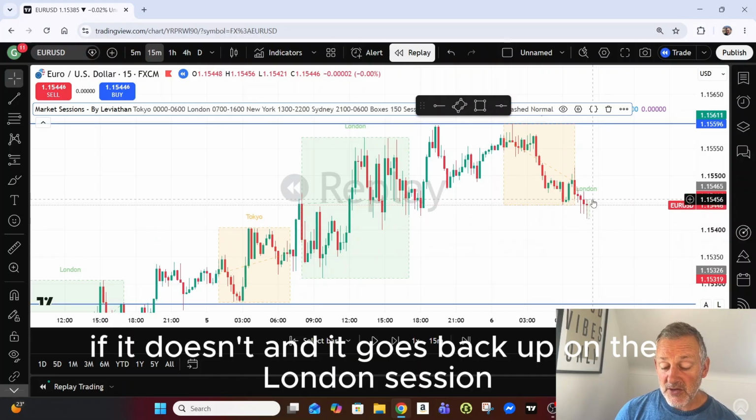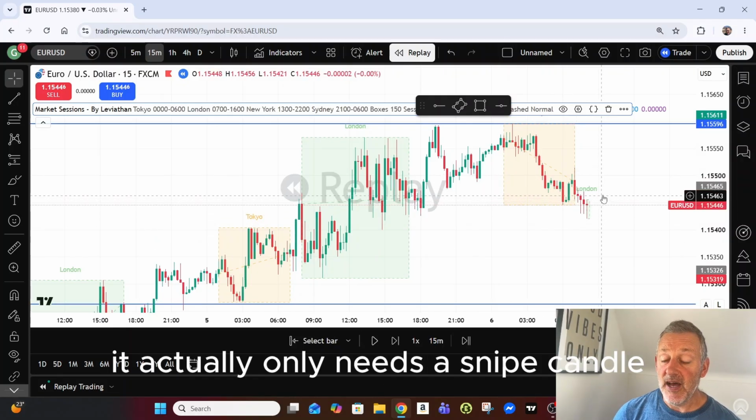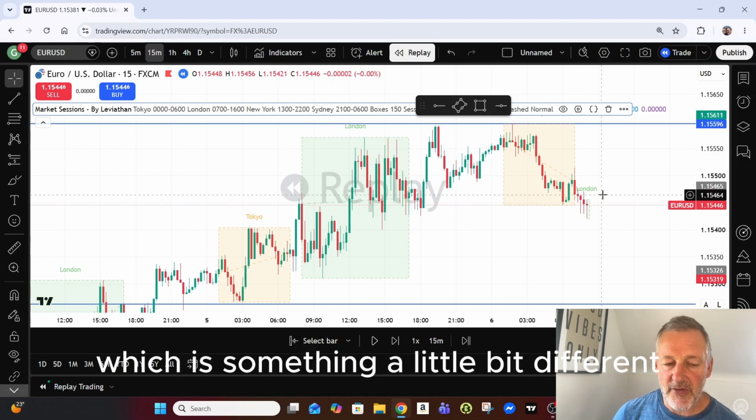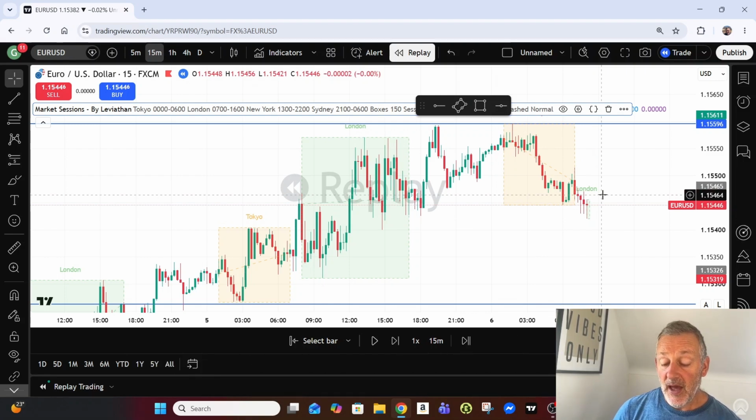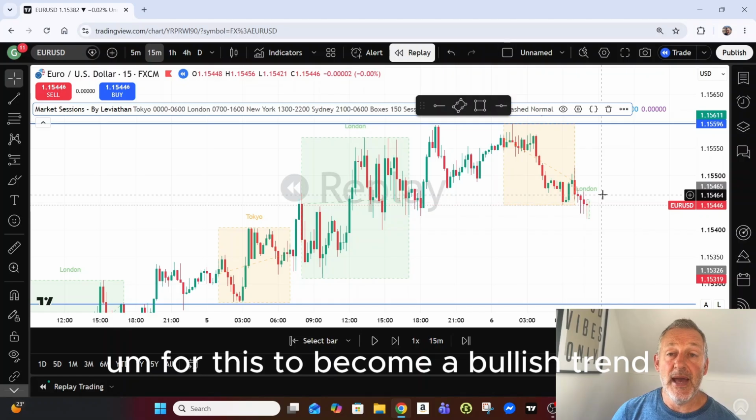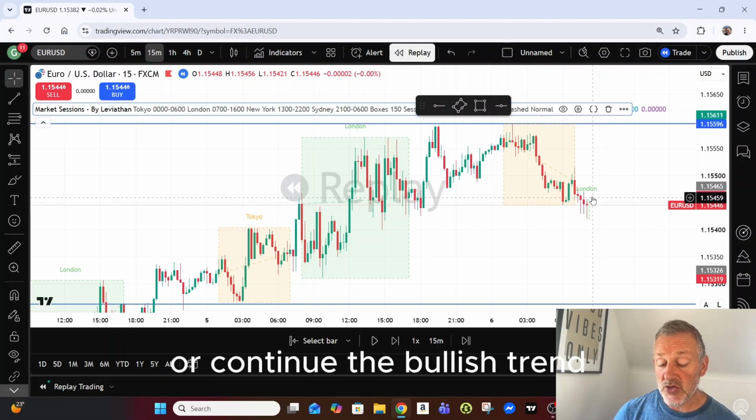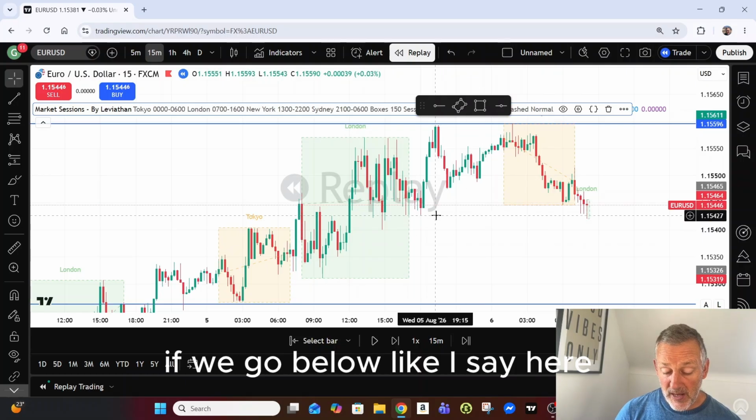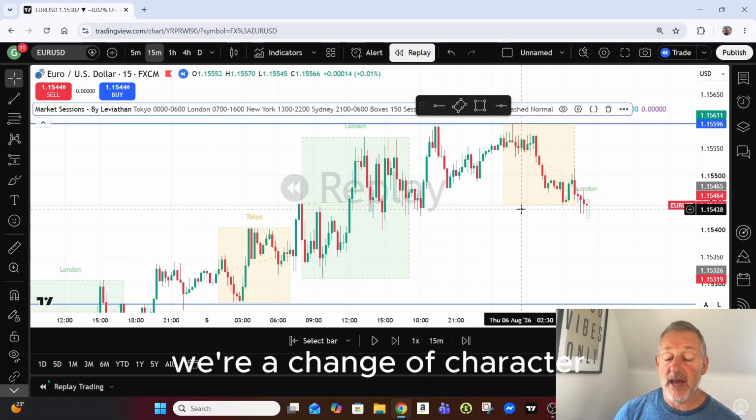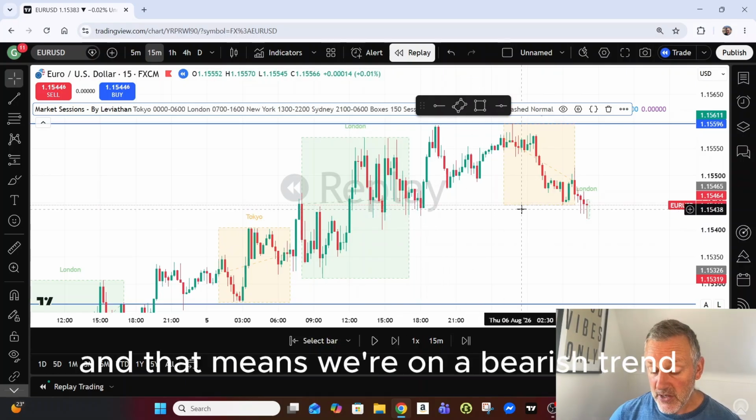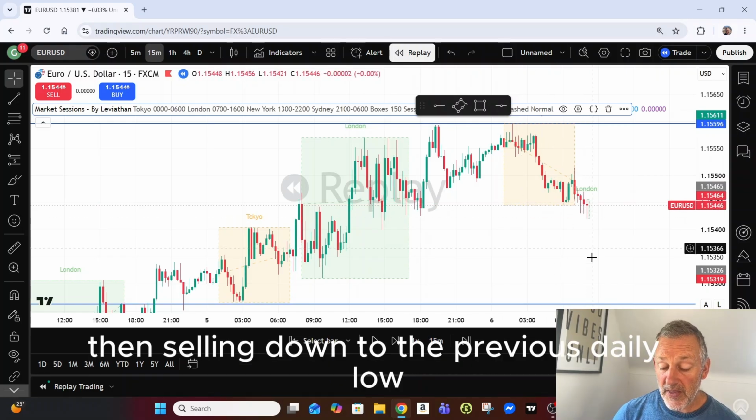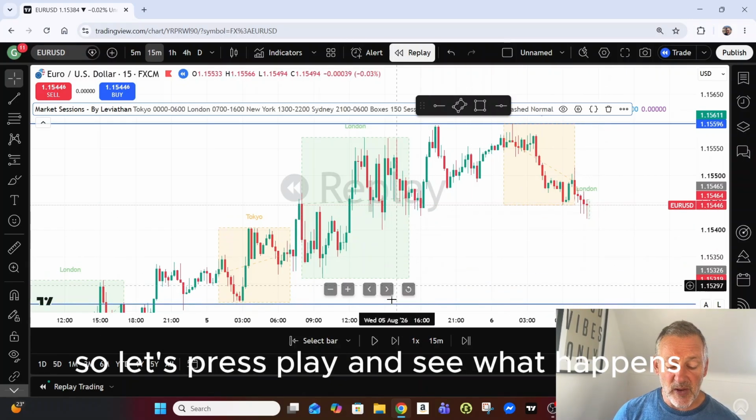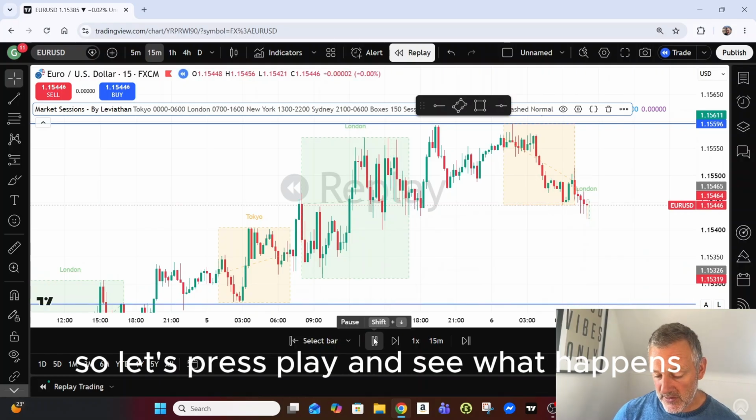If it doesn't, and it goes back up on the London session, it actually only needs a snipe candle, which is something a little bit different that I'll talk about on another video, for this to become a bullish trend or continue the bullish trend, and then we could be looking at a buy. However, if we go below, like I say here, we're a change of character, and that means we're on a bearish trend, and we can look at then selling down to the previous daily low. So let's press play and see what happens.